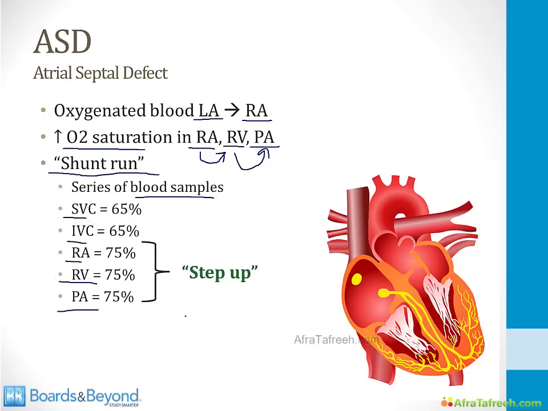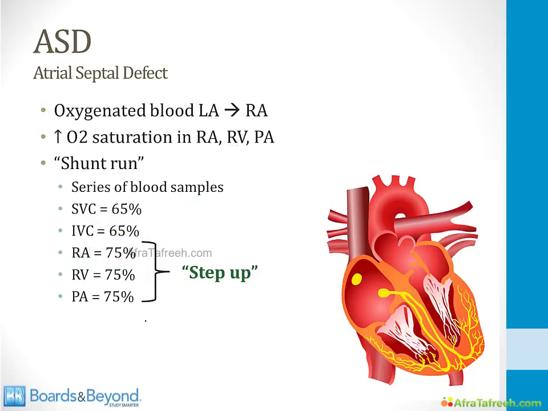In the case of an ASD, what you will see is a step up when you take a blood sample in the right atrium. Notice that in the vena cava, the oxygen saturation is about 65%, but it increases to 75% in the right atrium. That should never happen. You should never see the oxygen saturation go up as you move through the veins and the chambers of the heart. The reason this is happening is because oxygenated blood from the left atrium is crossing to the right atrium. That raises the oxygen saturation in the right atrium, and then it also raises it in the right ventricle and the pulmonary artery.